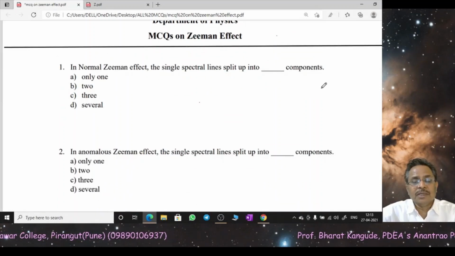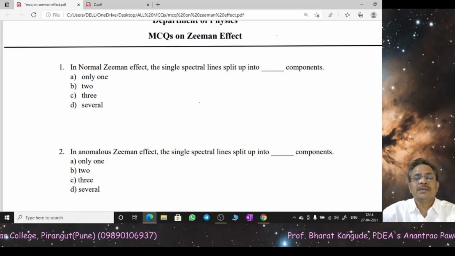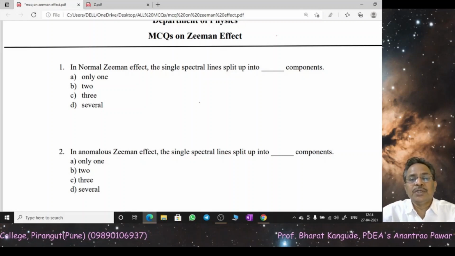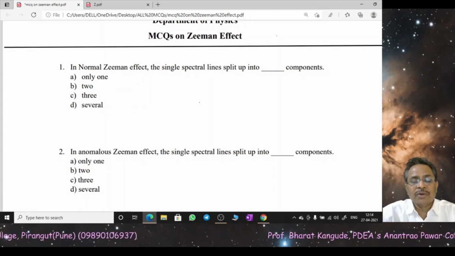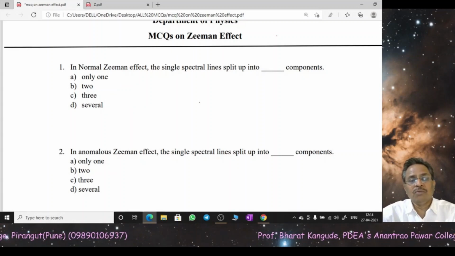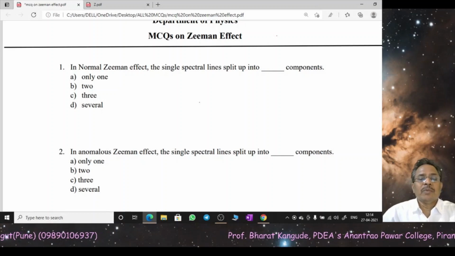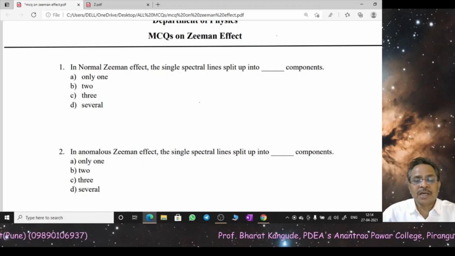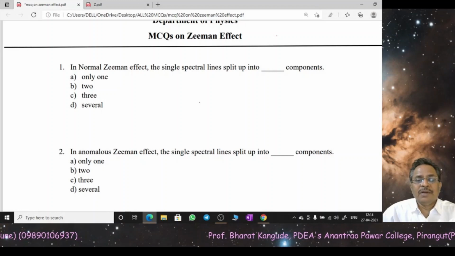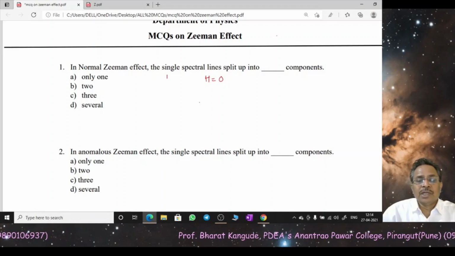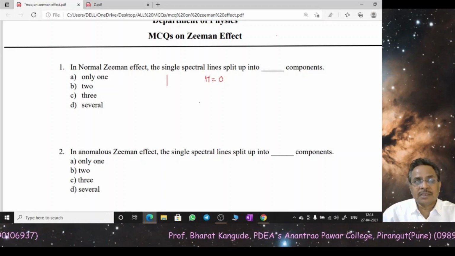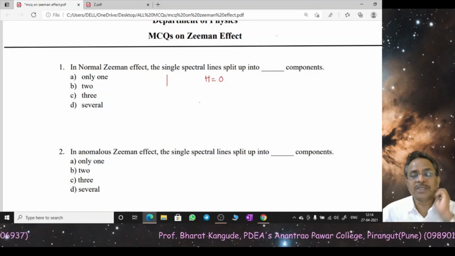Now, first question. In normal Zeeman effect, the single spectral line splits up into dash number of components. Four options are given: option A only 1, option B 2, option C is 3 and option D is several. Now this is the normal Zeeman effect. When there is no magnetic field applied, H or B equal to 0, in general we observe only one spectral line in the radiation spectrum of an atom.